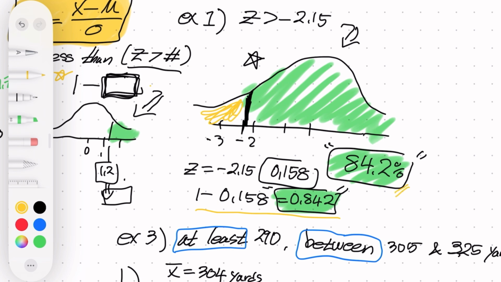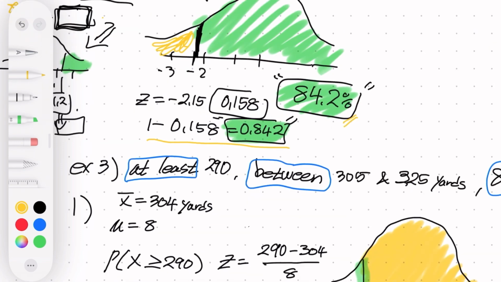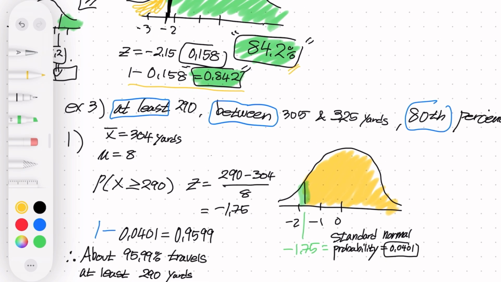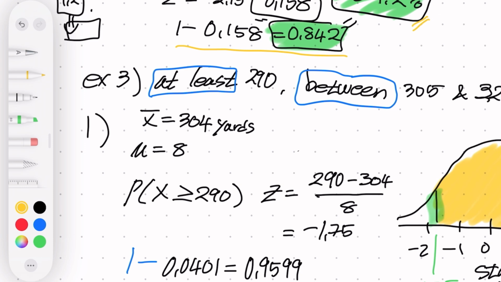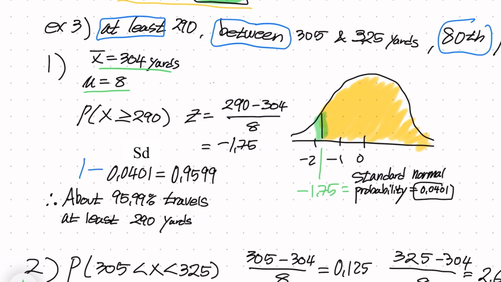So if you want a real life example, pause the video and find example 1 in your packet that is talking about Tiger Woods. Number 1 is asking what percent of drives travel at least 290 yards, between 300 and 325 yards, and the 80th percentile. As it shows, the mean is 304 yards and the standard deviation is 8 yards. I want to find the probability, therefore I must find the z-score.